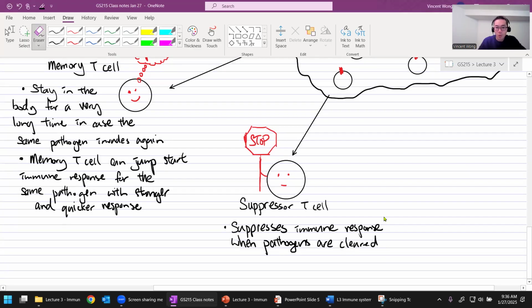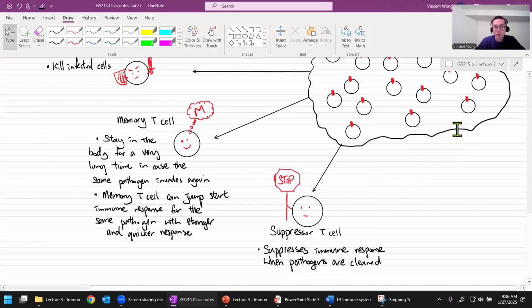You don't want this clonal expansion to keep on happening, right? Then you have uncontrolled white cell division. That's like leukemia, right? We don't want that. It's going to stop the immune activity when the bacteria or virus or whatever it is that's invading you is cleared.